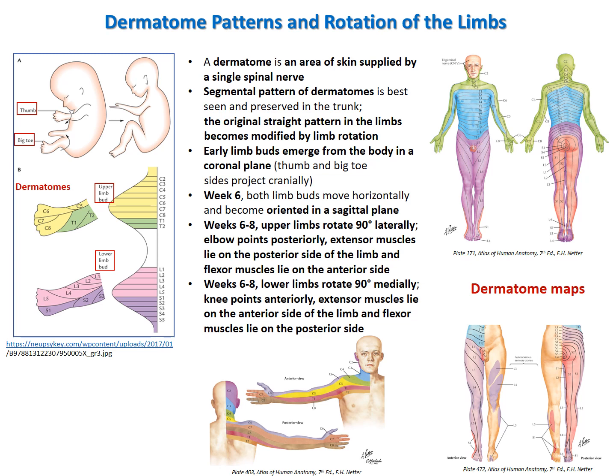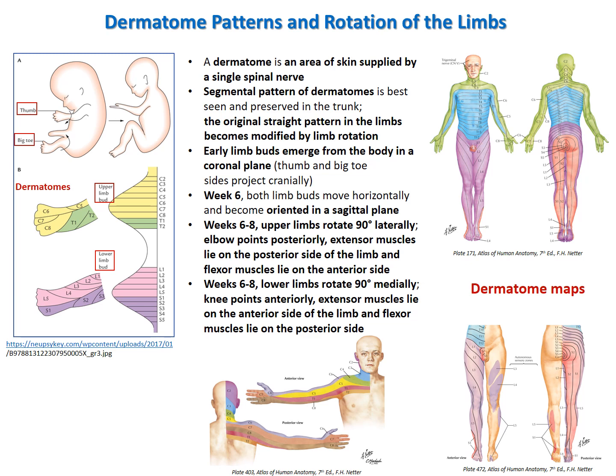This rotation causes the originally straight segmental arrangement of sensory innervation of the skin to become slightly modified in the adult, as seen in the bottom middle illustration. The lower limbs rotate medially 90 degrees so that the big toe comes to lie on the medial side and the knee points anteriorly. In the process, the extensor muscle compartment comes to lie on the anterior side of the limb and the flexor muscle compartment on the posterior side of the limb.